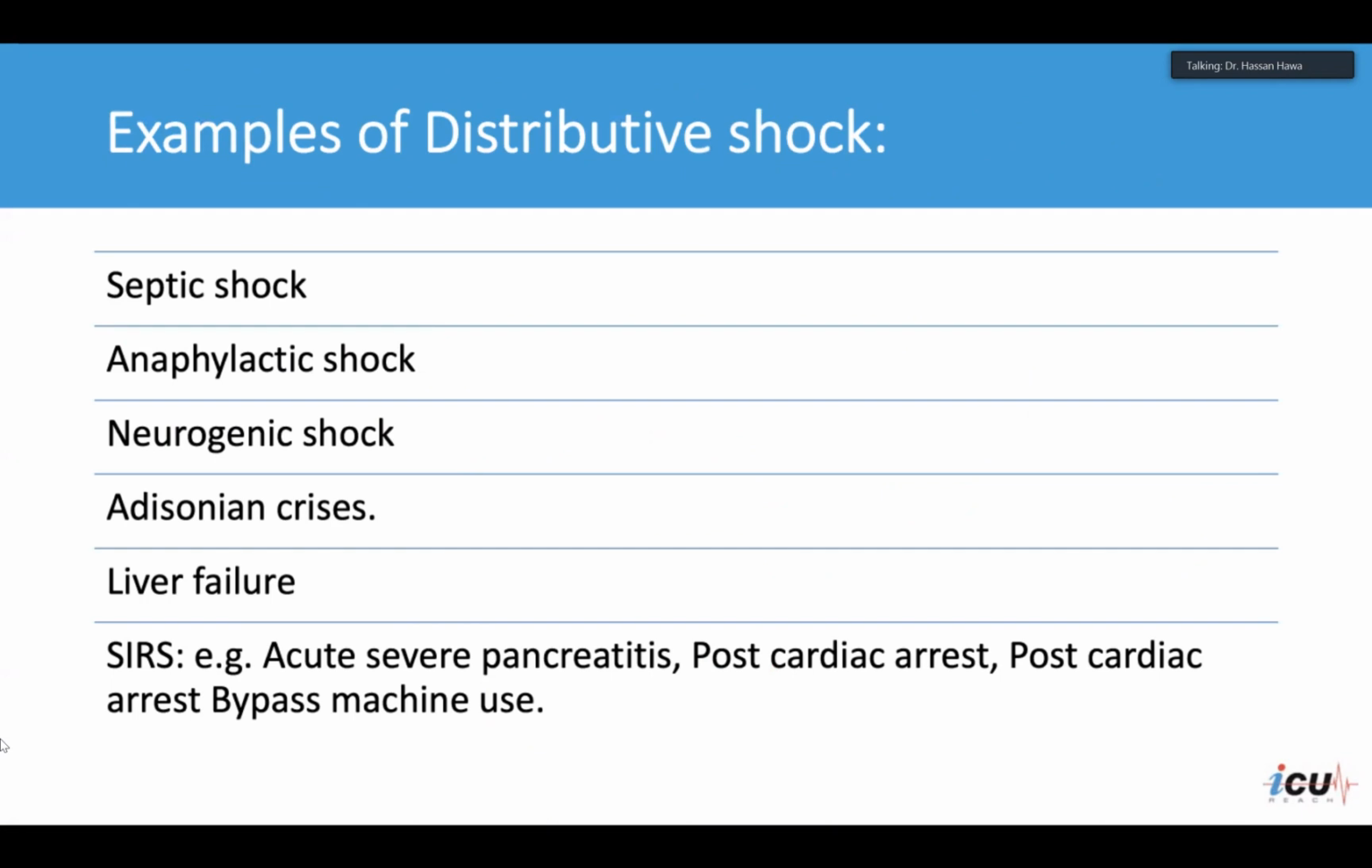And these are examples of distributive shock. As we mentioned, we add to this liver failure. You can add any third state, really. So systemic inflammatory response syndrome, as we see in acute severe pancreatitis, as we see also post-cardiac arrest, post-cardiac bypass machine. All these situations can give you vasodilatation or distributive shock.